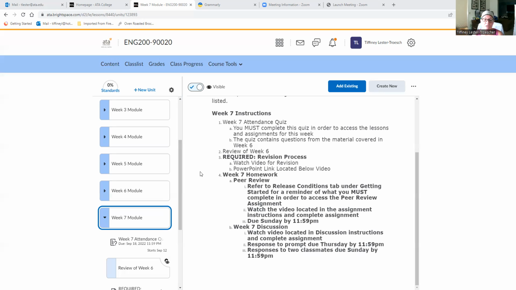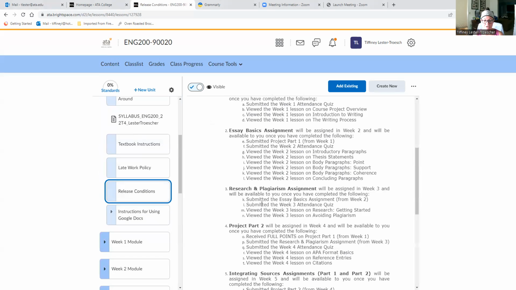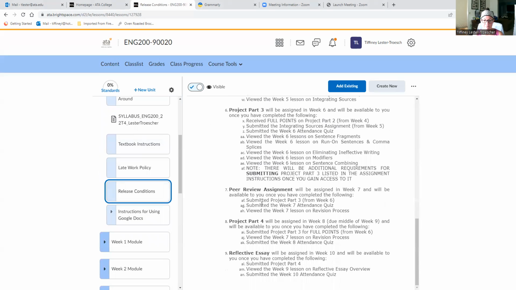The homework for this week, the first item is a peer review. There are some release conditions associated with the peer review assignment. Let's go ahead and take a quick look at those. Okay, so the first thing that you'll need to have completed is submitting project part 3.